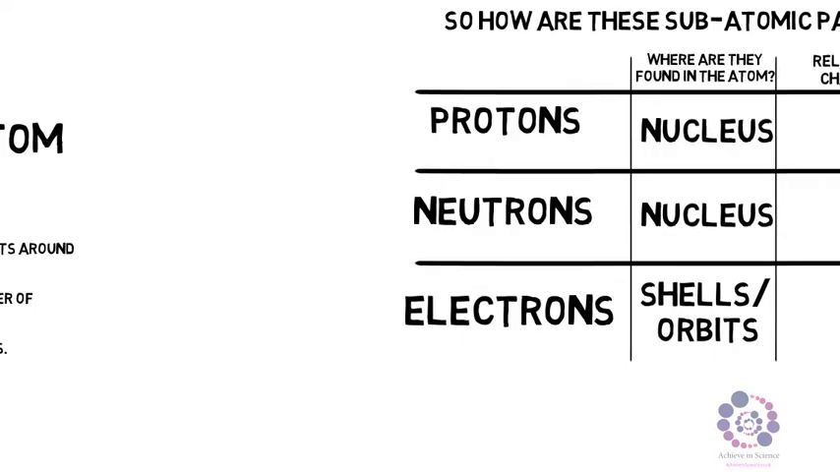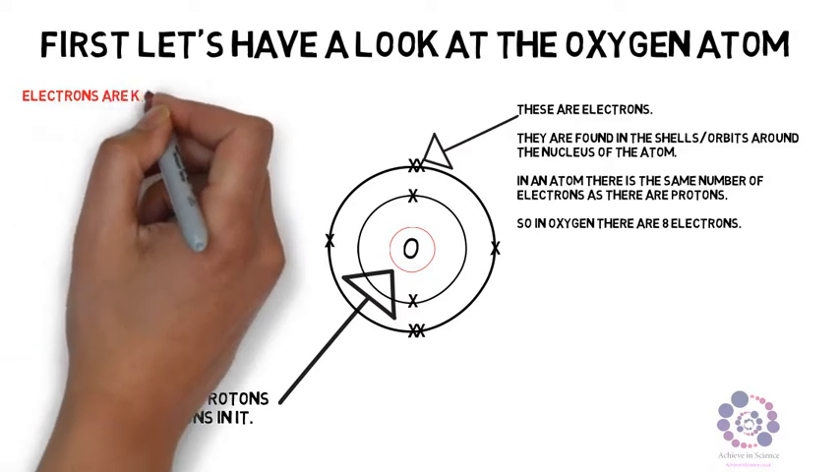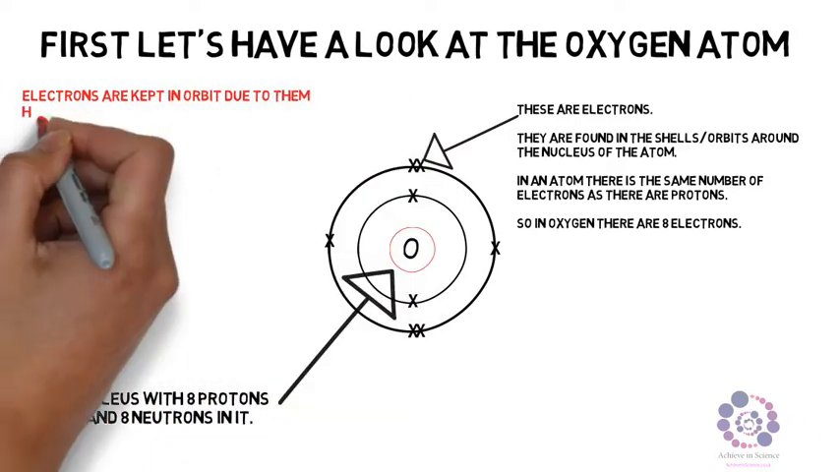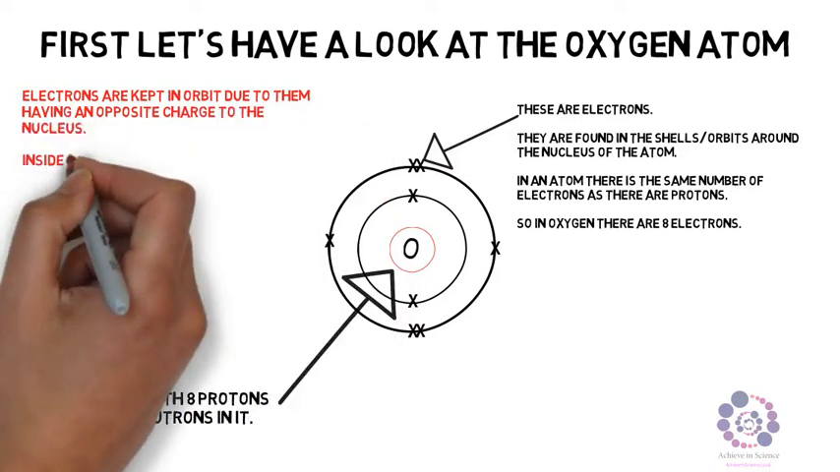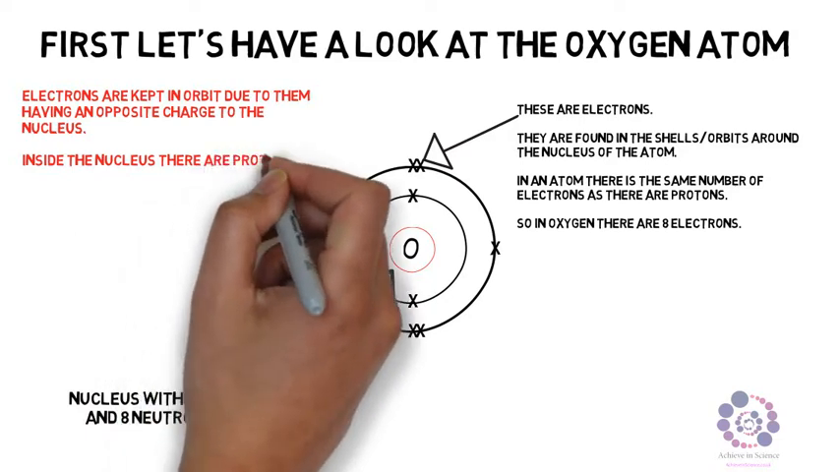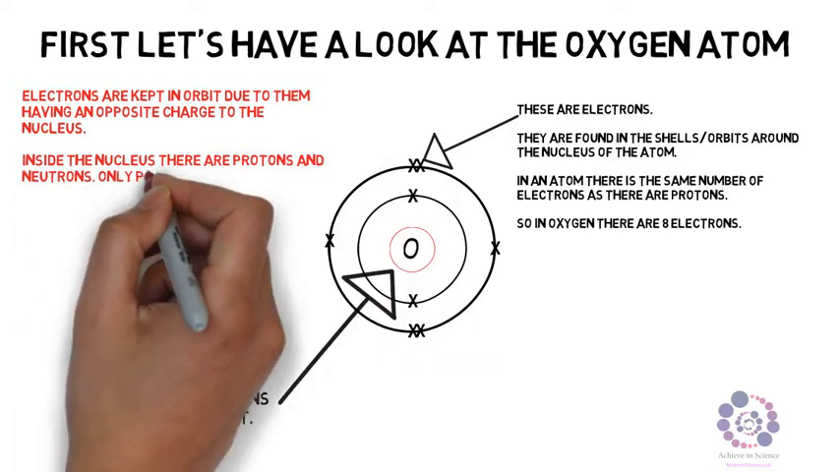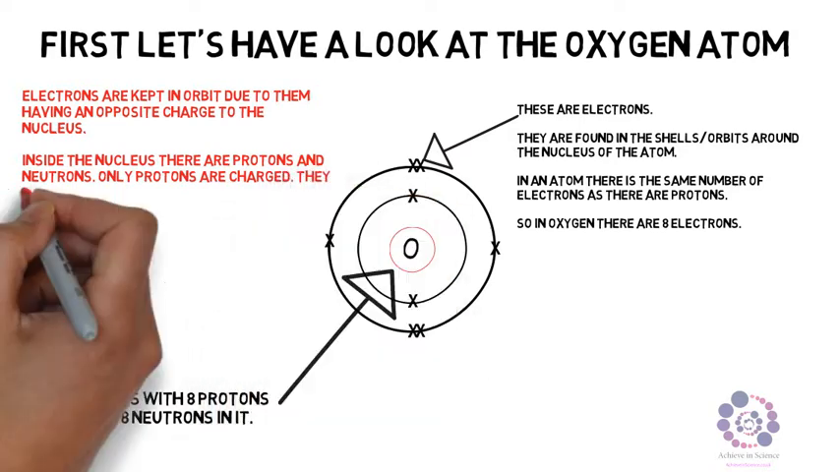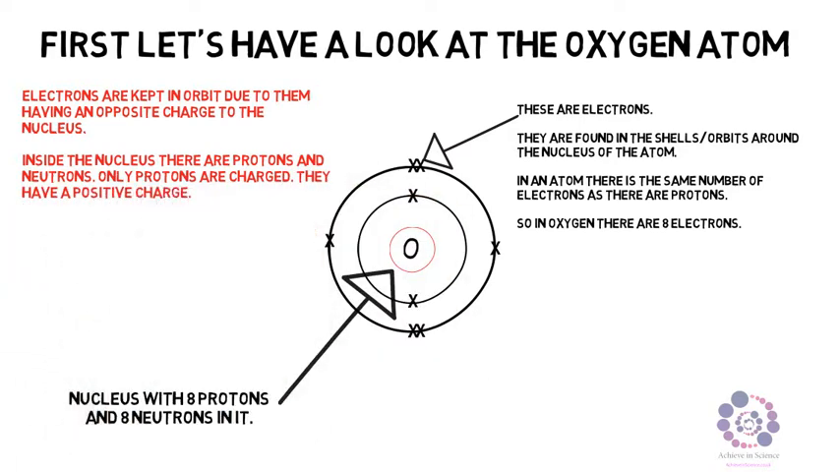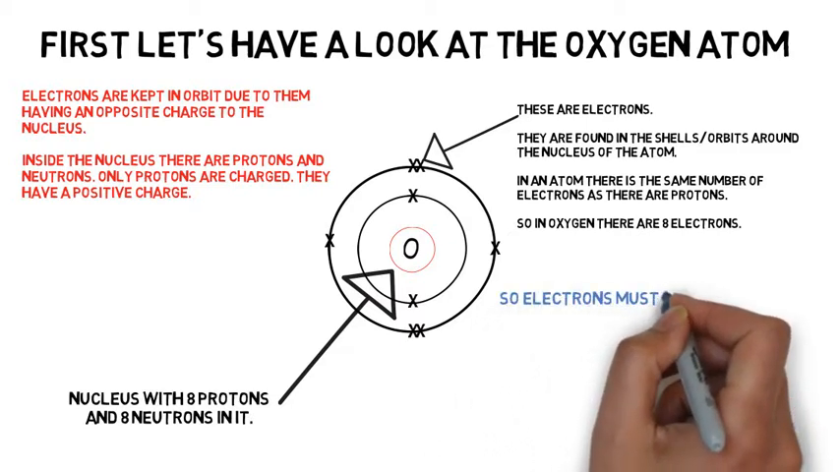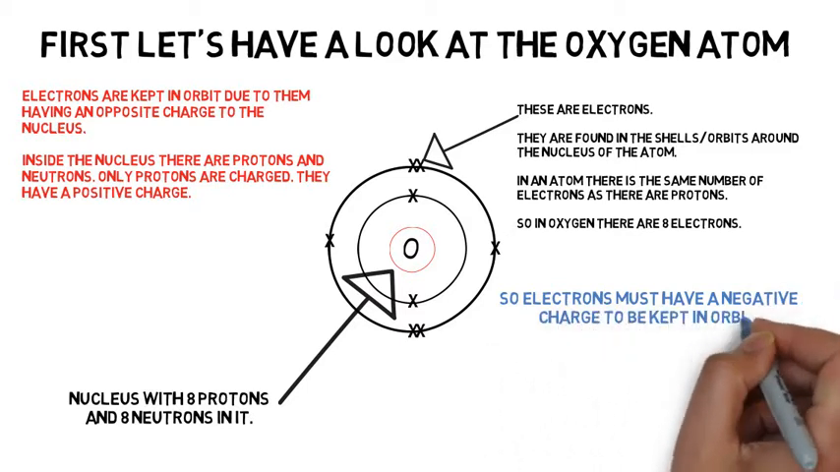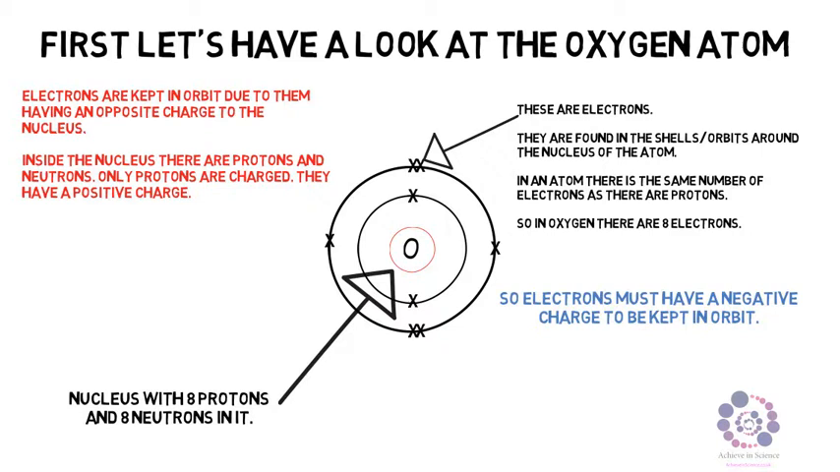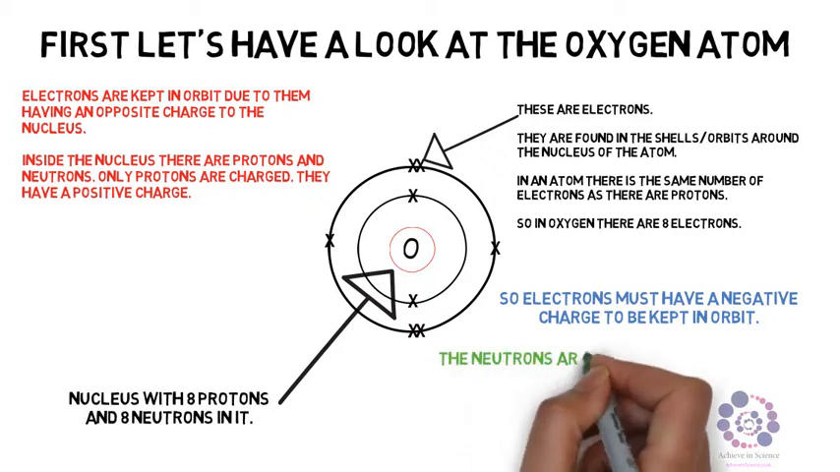Now let's have a look at relative charge. Electrons are kept in orbit due to them having the opposite charge to the nucleus. Inside the nucleus there are protons and neutrons. Only protons are charged. They have a positive charge. This means therefore the electrons need to have a negative charge, the opposite charge, in order for them to be kept in orbit. In fact, the neutrons are there inside the nucleus to try and keep it stable, as the protons want to repel each other as they have the same charge and are confined to a very, very small space.